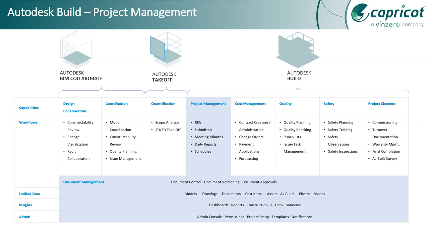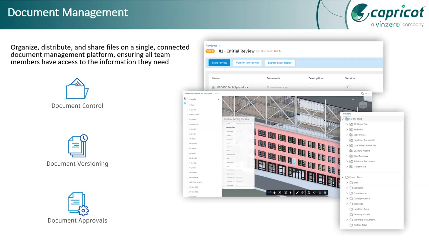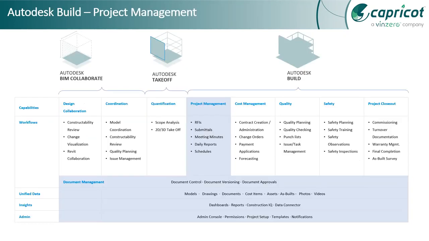Let's say it has to go from site to head office to design consultants and multiple consultants, maybe through vendors. So this kind of cross communication upstream, downstream takes a lot of effort. And then what we can do is, with the help of Autodesk Construction Cloud, we can manage all these sets of information.